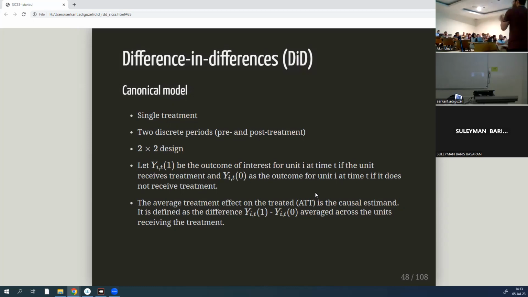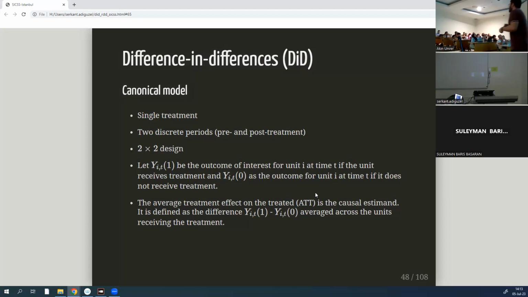Single treatment, 2 periods, all right? So this is actually a 2x2 design, right? We have 2 states and 2 time periods. So this is what we are interested in, the potential outcome. Y_it(1) is the outcome of interest for unit i at time t if the unit receives treatment.